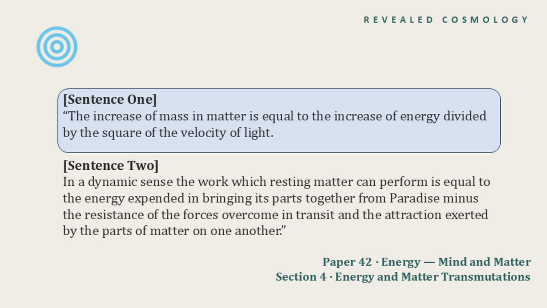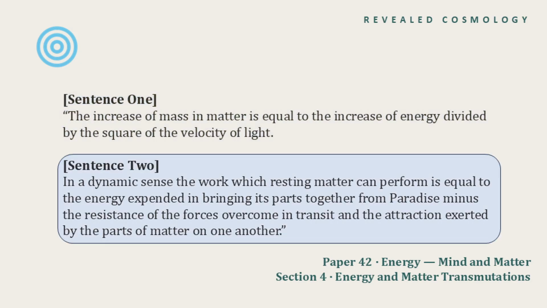The first sentence: The increase of mass in matter is equal to the increase of energy divided by the square of the velocity of light. The second sentence: In a dynamic sense, the work which resting matter can perform is equal to the energy expended in bringing its parts together from paradise, minus the resistance of the forces overcome in transit and the attraction exerted by the parts of matter on one another.